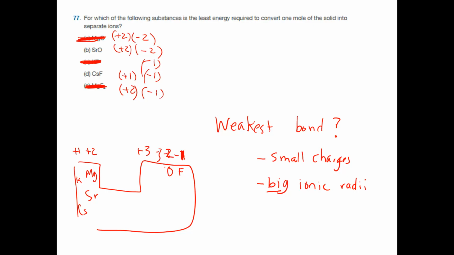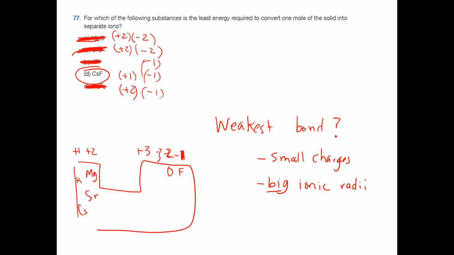Oxygen is bigger than fluorine and has a 2- charge, so there's kind of competing differences there. And then cesium is larger than strontium and has a smaller charge. So I think overall, because the product of the charges of the strontium oxide is so much bigger than what we see in cesium fluoride, then cesium fluoride is going to be the one with the weakest bond, because we have the biggest cation and the smallest charges.